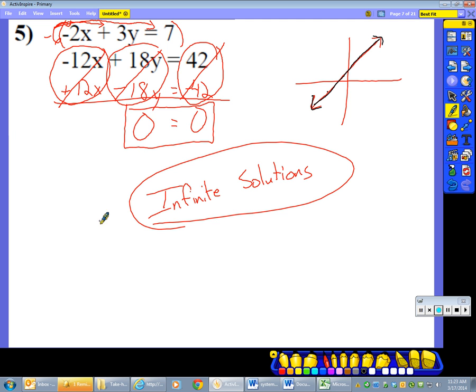As far as algebraically, what it means is that I can pick any number I want for x, and I can pick any number I want for y, and I can plug those into both equations, and both equations will always balance out. Okay, so it's kind of like anything can be an answer to this, basically. And that's number 5.